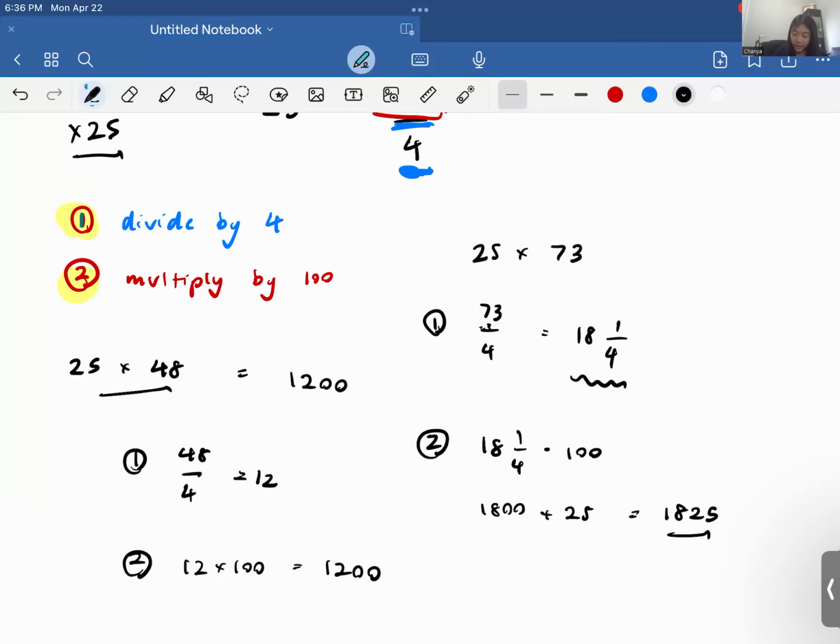And it turns out the fractional part that you get here, if you get a remainder and you end up writing it as a mixed number, when you multiply that by 100, the result will never be greater than 100.